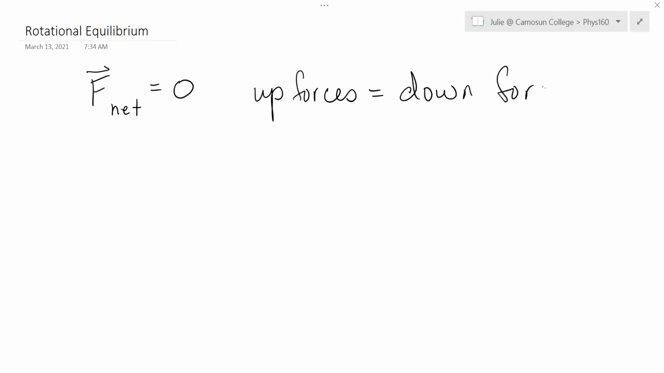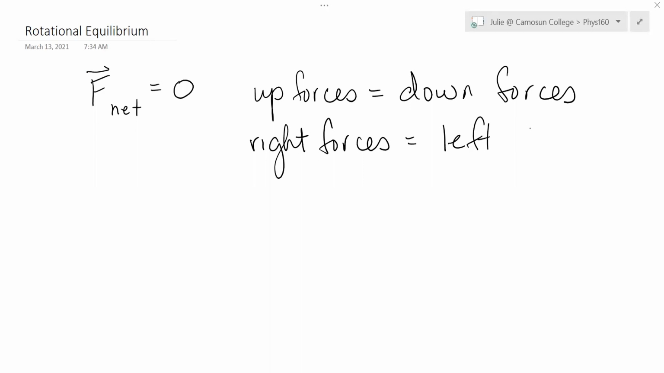This video is about rotational equilibrium. So we've looked at equilibrium of forces, and the condition for equilibrium of forces was that the net force equals 0. And that is a vector quantity. And so that amounted to having the up forces equal down forces, and the forces to the right equal forces to the left.